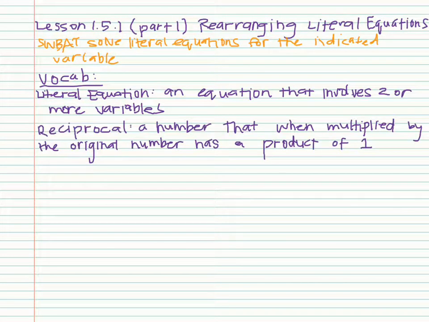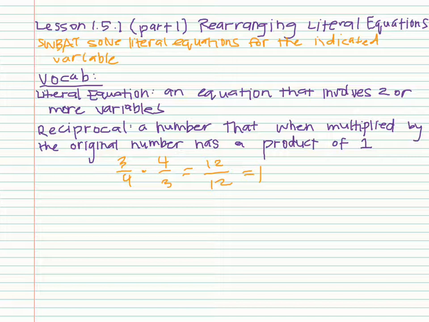A reciprocal is a number that when multiplied by the original number has a product of 1. So for example, if the number is 3/4, the reciprocal, you flip it over, so it's 4/3. If you multiply 3/4 times 4/3, we get 12 over 12, which is the same as 1. So after we multiply it, the product, or the answer to our multiplication, is 1.